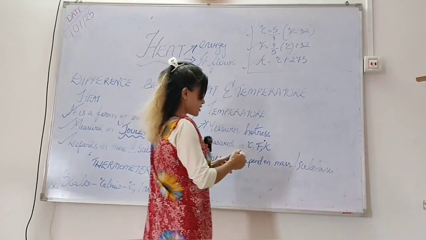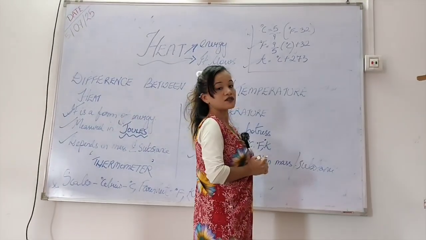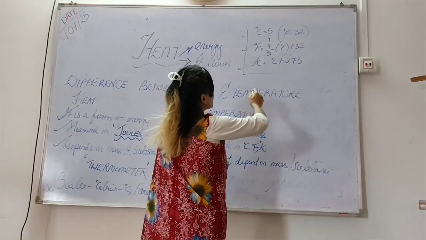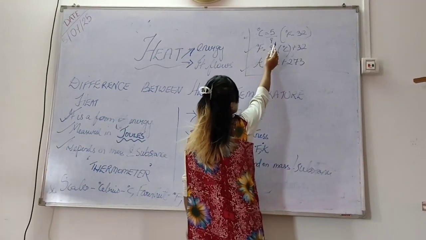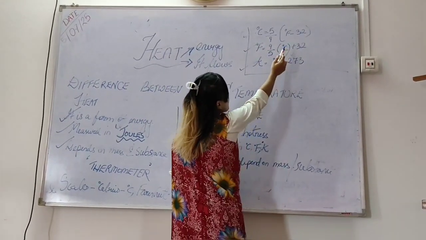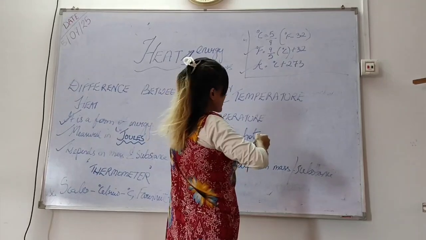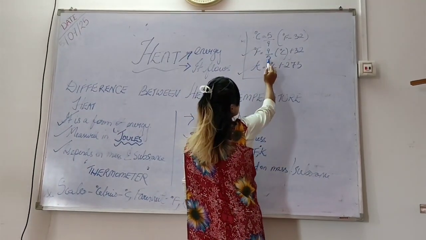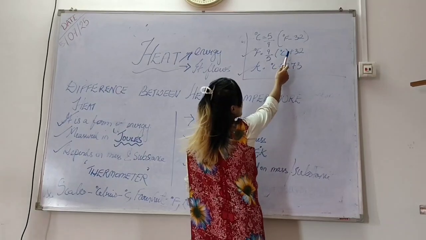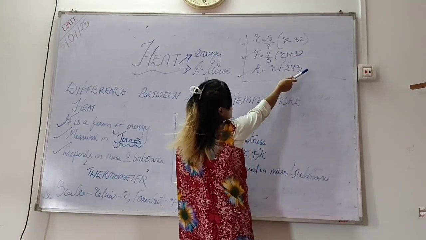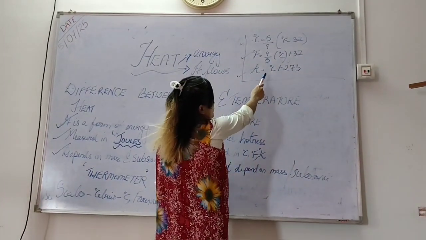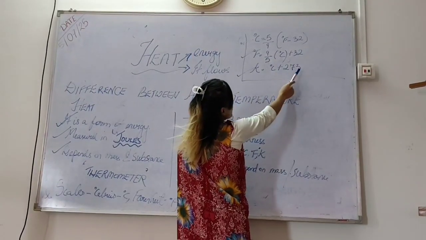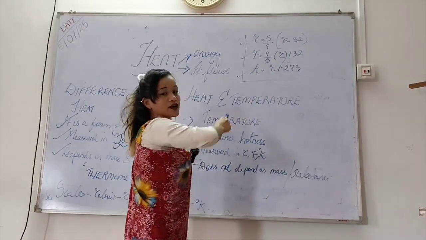Next, let's see the formulas for degree Celsius, degree Kelvin, and degree Fahrenheit. For degree Celsius, we have 5/9 times (Fahrenheit minus 32). For Fahrenheit, we have 9/5 times (degree Celsius) plus 32. And for Kelvin, we have degree Celsius plus 273. You have to memorize these formulas.